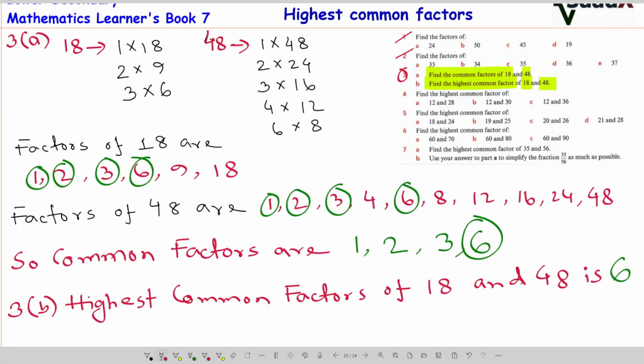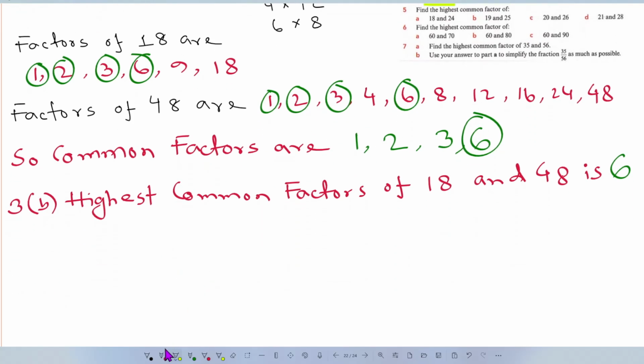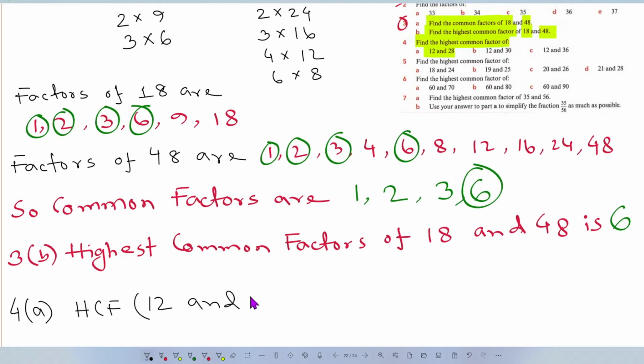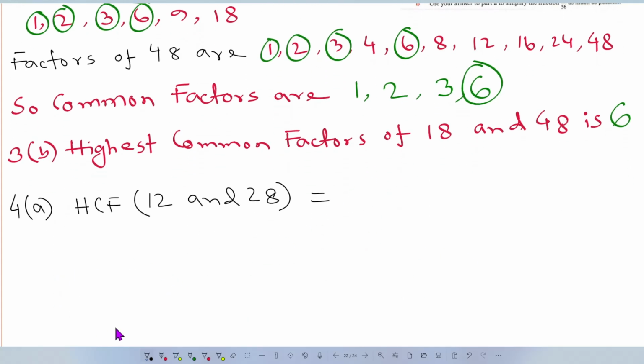4a. Find out the highest common factor of 12 and 28. So highest common factor of 12 and 28, this one we can write here. 4a, HCF of 12 and 28 equals to, we will write here, but first we have to find out the factors of 12.